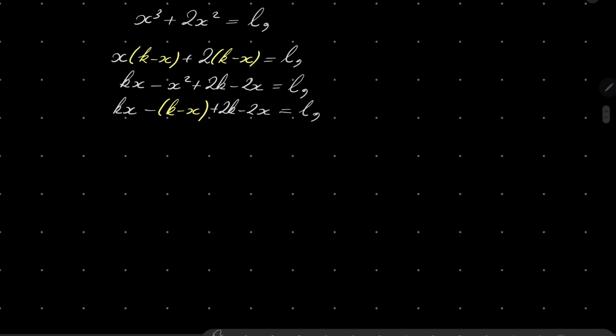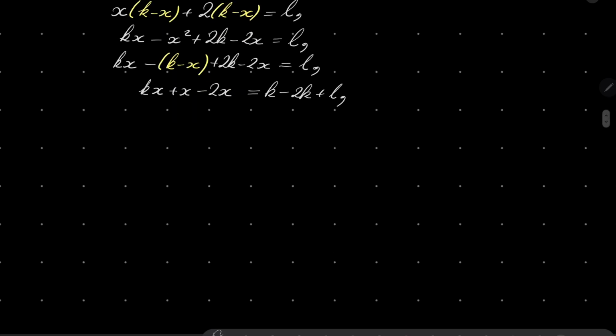So after simplifications, on the left-hand side, we have kx plus x minus 2x, and let's put everything else on the right-hand side. We will have k minus 2k plus L. So we have the following: k minus 1 times x equals L minus k.